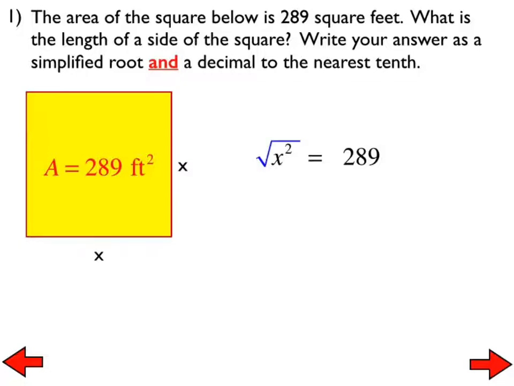Now, how could we get that? Well, if we take our equation, take the square root of both sides, the reason why I do that is because I want to solve for x, not for x squared. And to turn x squared into x, I would need to take the square root. So I also have to take the square root of the other side. So this one's nice and easy. The sides of that square are 17 feet. Nice and easy when it's a perfect square.